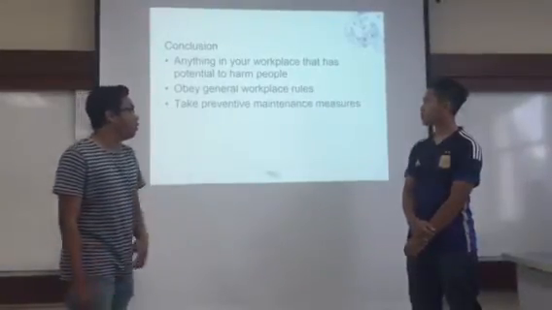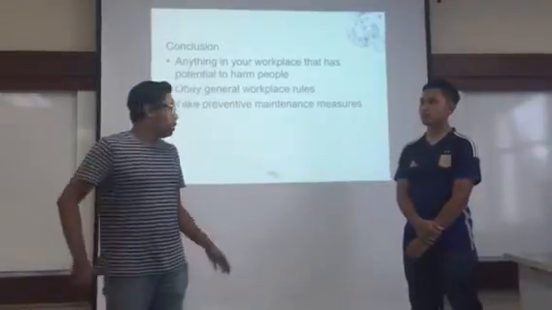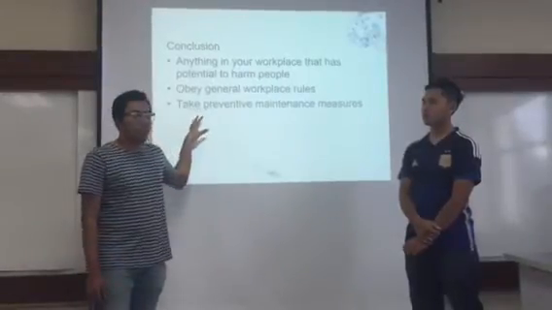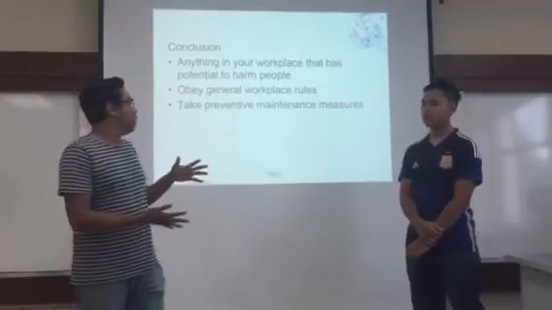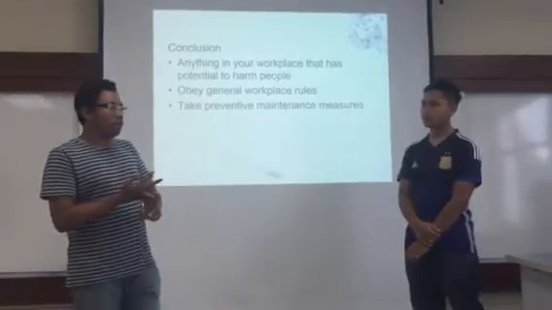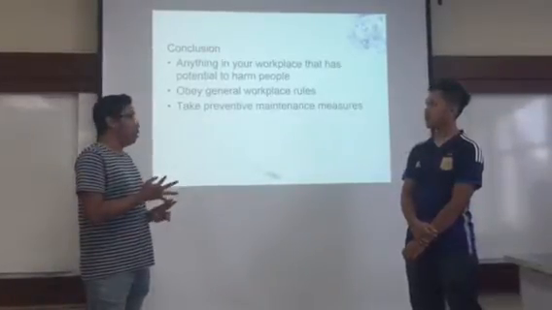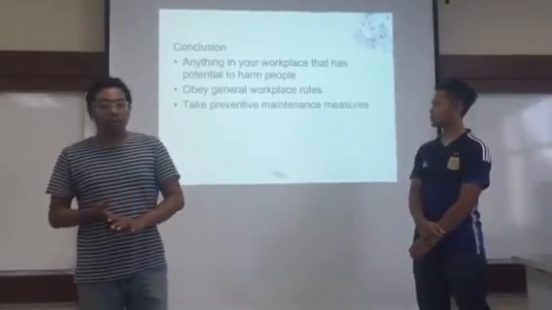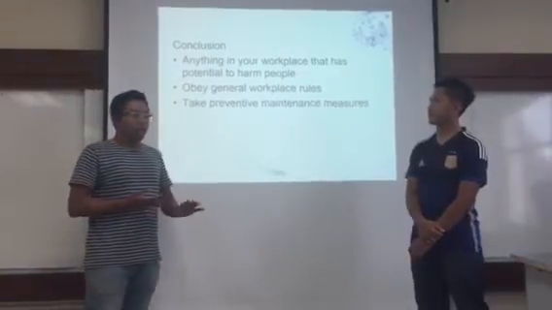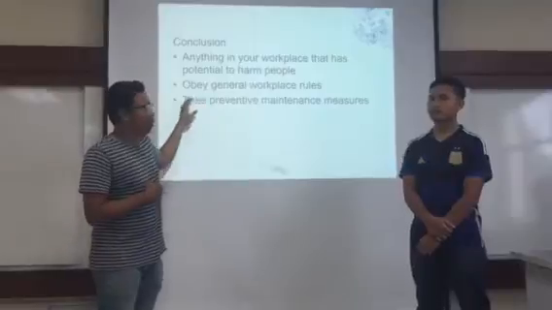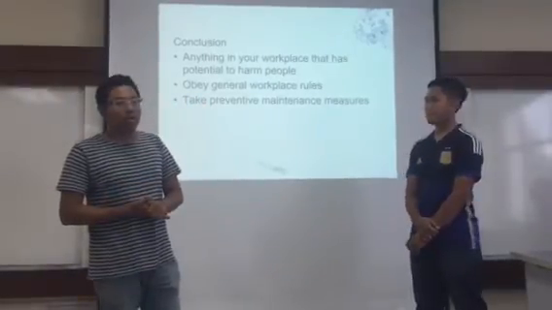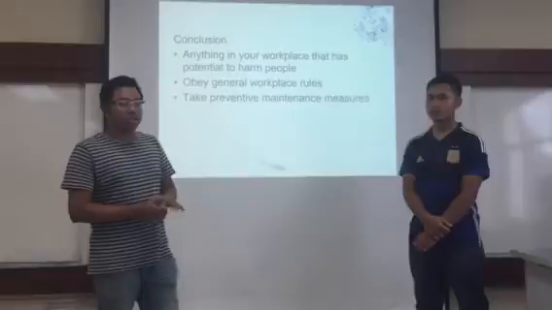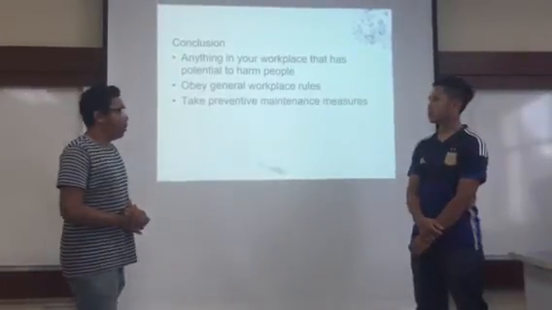And the third one is taking preventive maintenance measures. This is done, as I mentioned earlier, by the safety officer, where they will take measures to rectify any catastrophe that happened during the working period, and they will also make assumptions so that any future catastrophe can be eliminated way before it begins.